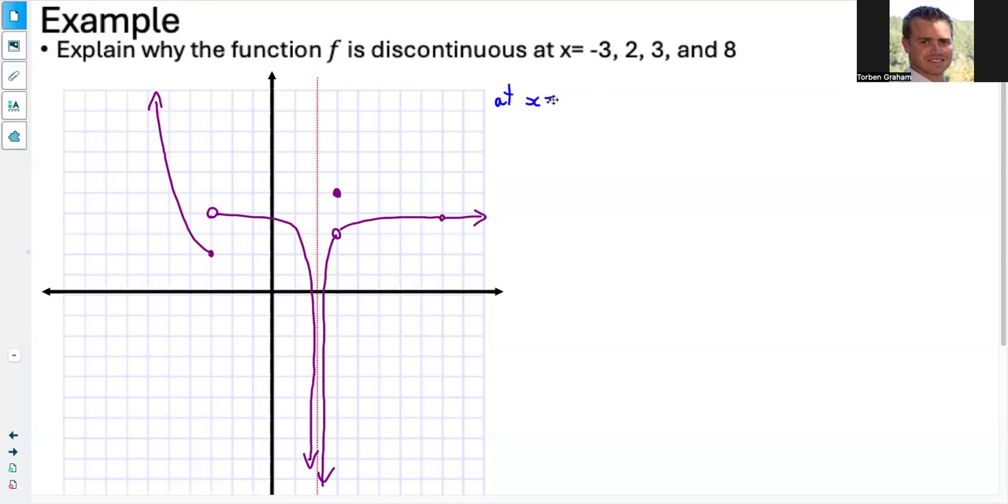At x equals -3, what we can see is our limit as we go from the negative side is at 2, while from the right side, or positive side, it's at 4. So we can see those limits do not equal each other from the left and right. Therefore, our limit of f of x does not exist as we approach -3. So we can say our limit of f as x approaches -3 does not exist.